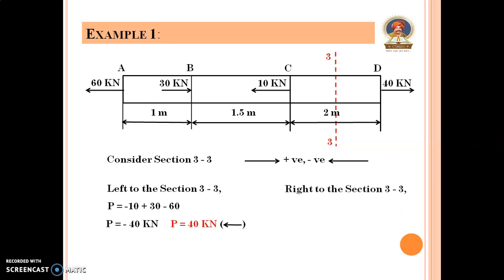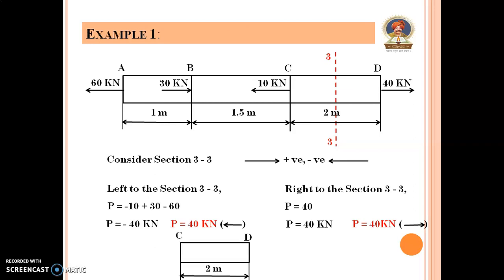In the right section there is only one force, that is P is equal to 40, positive because it is moved towards the right side. So P is equal to 40 kilonewton moved towards the right side. Once again we have drawn here section CD. In that section, in the left portion the force is moved towards the left side. The value is 40 kilonewton, and here in the right hand side portion the P force is moved towards the right side and the value is 40 kilonewton.